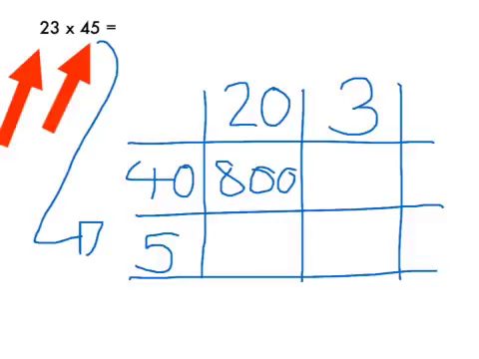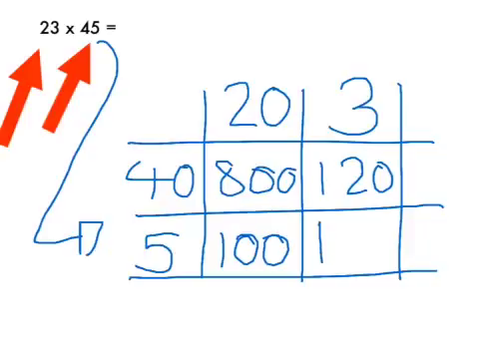I'm then going to multiply 3 by 40, and I know that 3 times 4 is 12, so if I multiply that by 10, because there's an extra 10 in the 40, that makes 120. I'm then going to multiply these two numbers here, 20 and 5, and I know that 20 times 5 is 100. That's a fact that I know already. And then I'm going to lastly multiply 3 by 5, which makes 15.